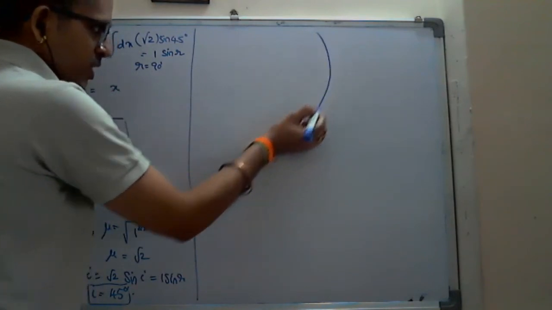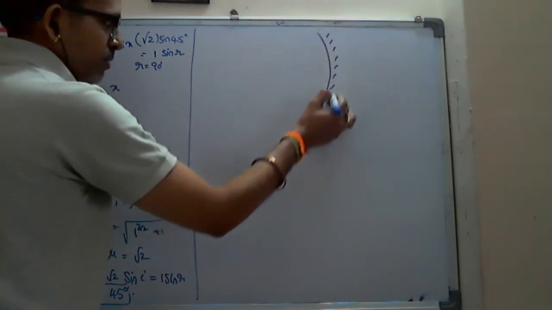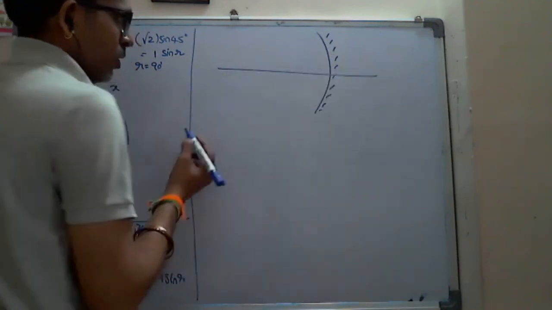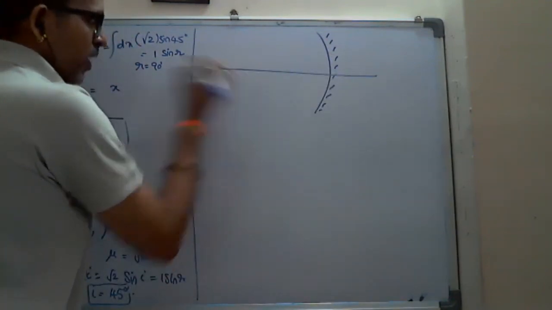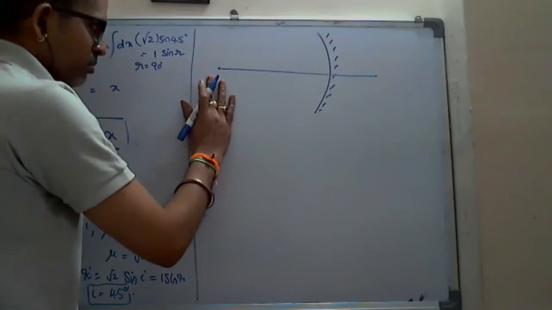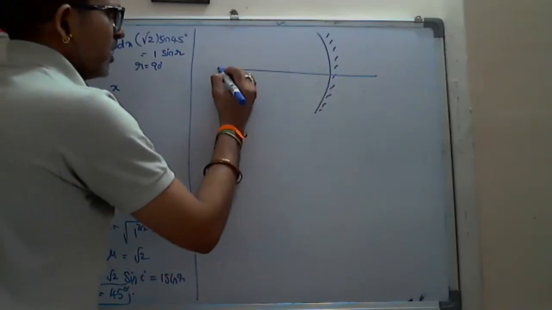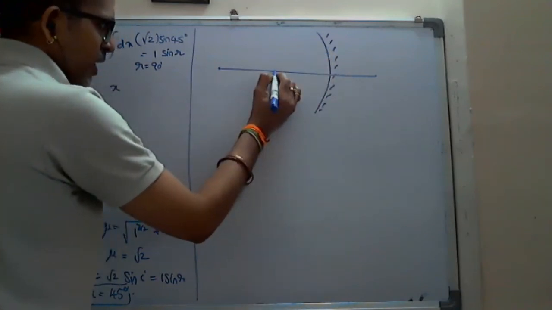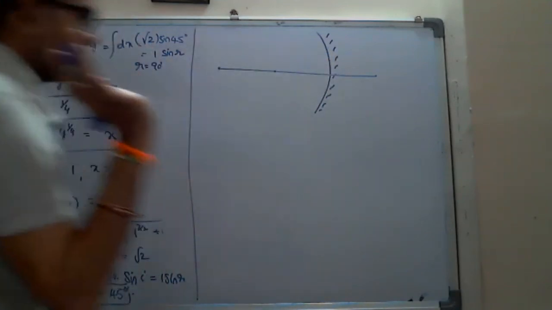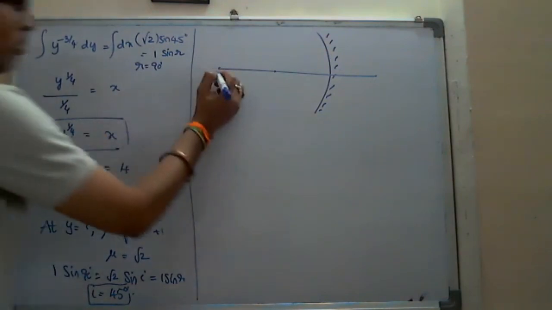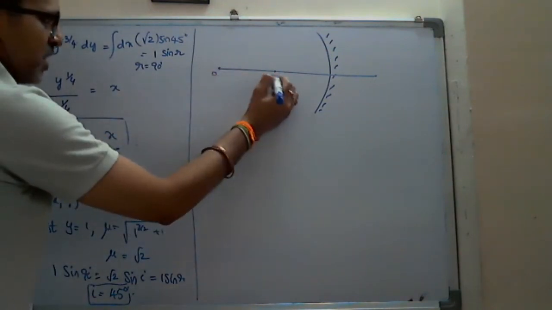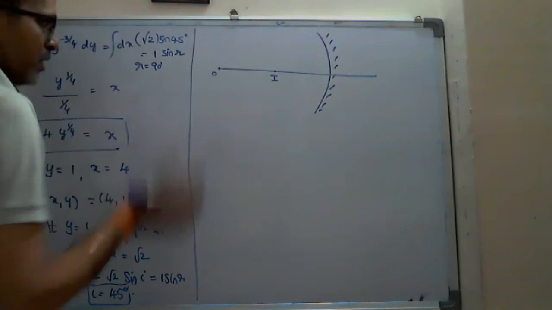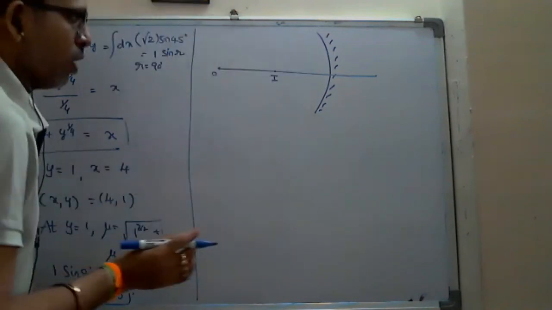Here, suppose this is one concave mirror, and one object is placed in air. So you can say straight away the light rays incident, and after reflection, somewhere the image will be formed. This is the object distance, and that is the image distance, maybe here or on the other side, depending upon the distance of the object from the pole.